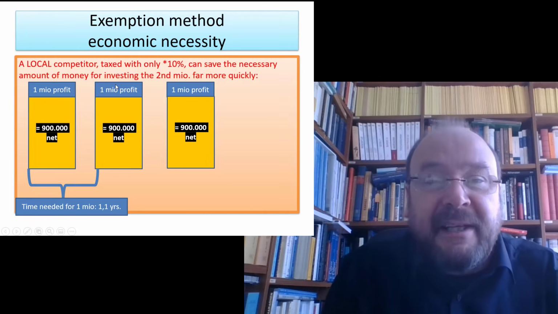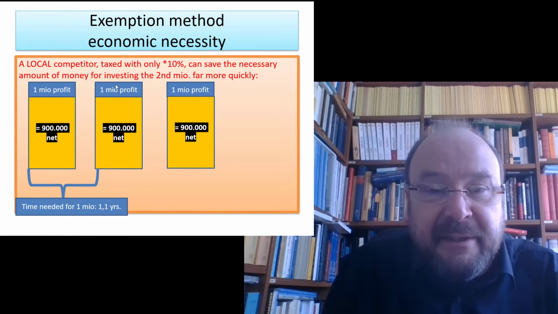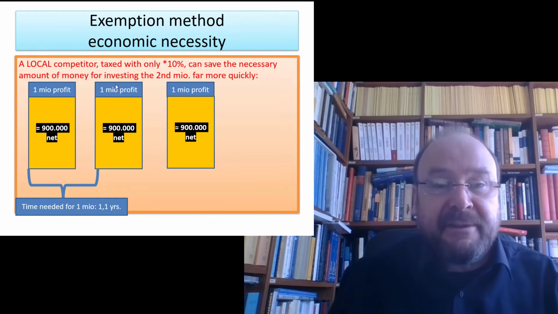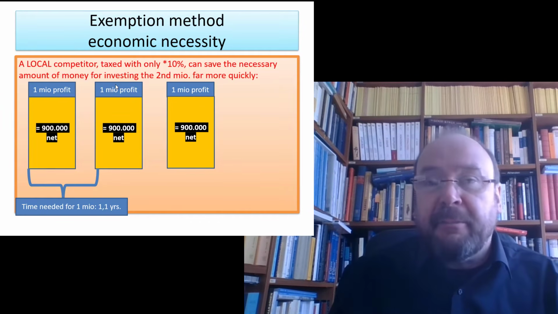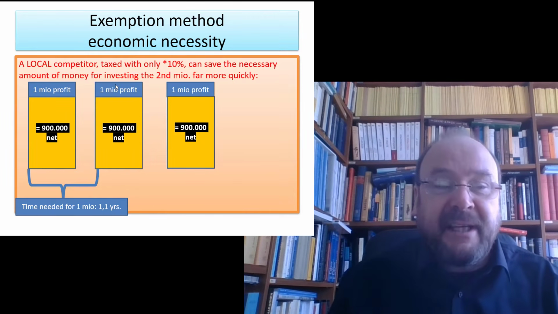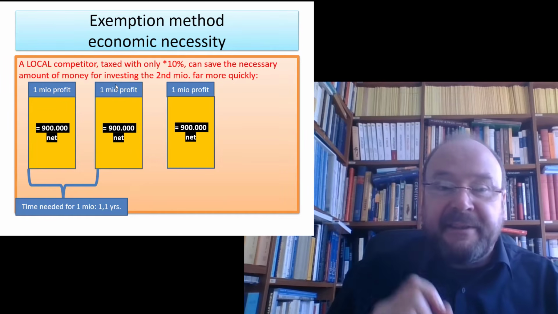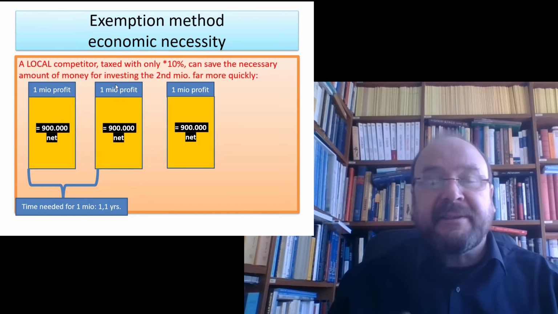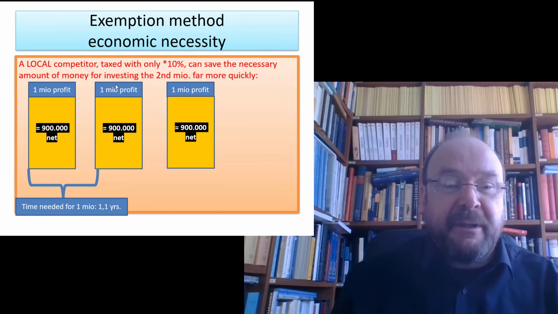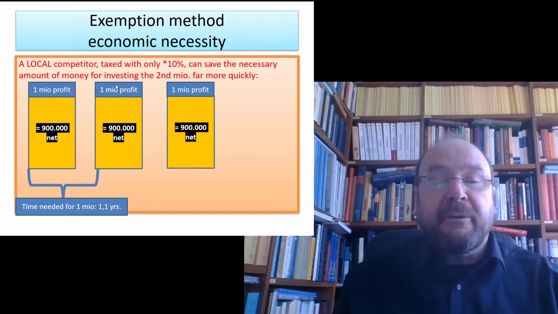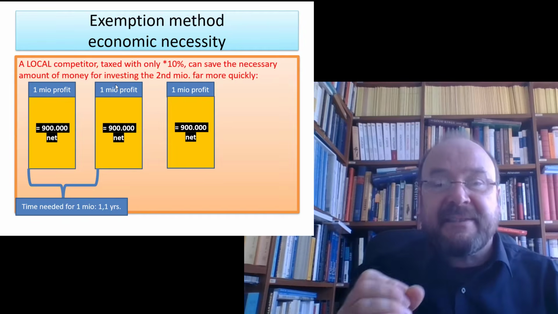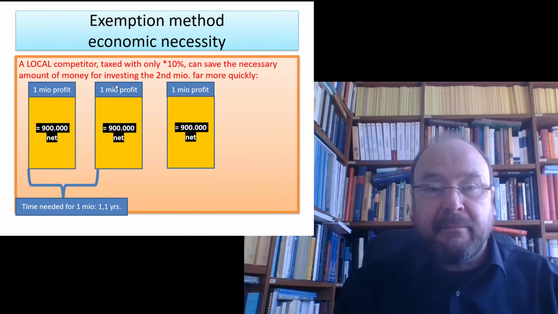That local competitor does not live in country A with a tax rate of 60%. He or she lives in the local area where the tax rate is 10%. So the local competitor has in the first year 1 million gross profit, 900,000 net profit remain. Second year, 1 million profit, 900,000 net profit remain. Third year, well, we don't need to think about the third year, because for the local investor, the time to generate the second million for the second investment of 1 million is only 1.1 years.